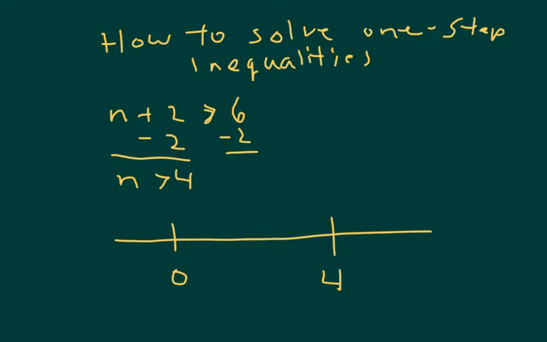It can't be 4, so we don't want to include the 4, so we put a circle around 4. And then we just draw a ray that goes in the direction of greater than 4. And this is a graph of the solution. Any number greater than 4 works.